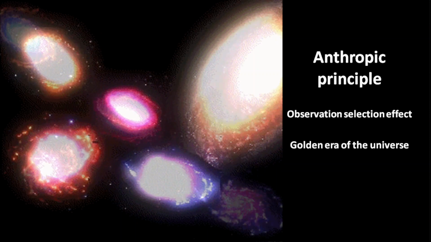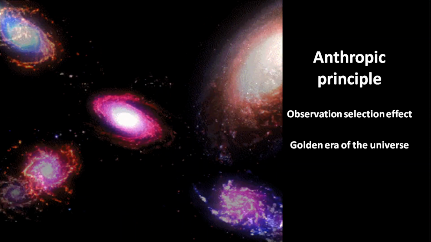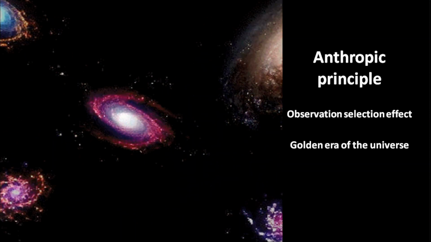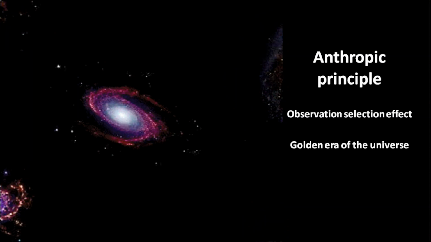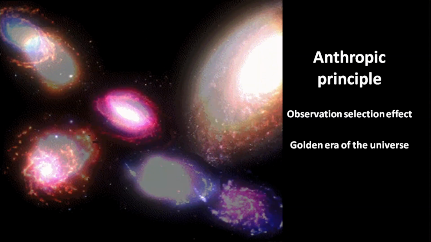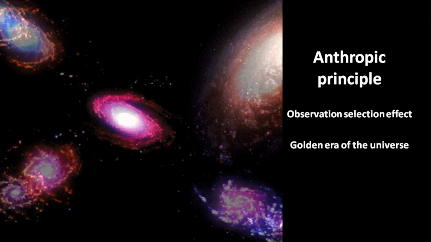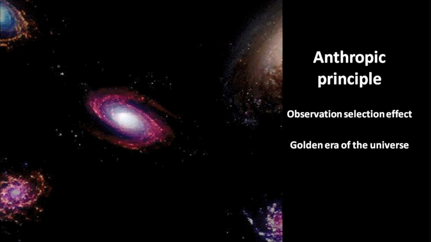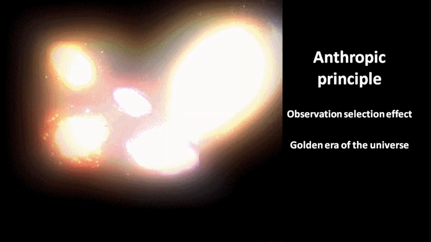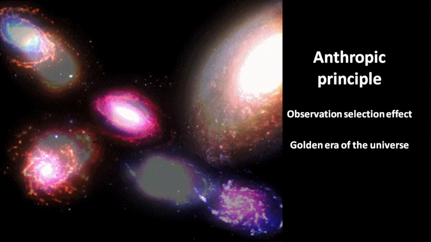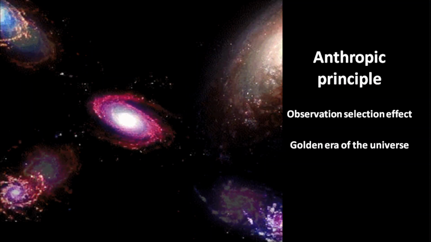The anthropic principle is an observation selection effect. We are able to observe the universe because we live in an era that allows the evolution of intelligent life. In the early universe, there were only the elements hydrogen, helium, and lithium. 100 trillion years from now, star formation by the collapse of gas and dust clouds will end. We live in the golden era of the universe.